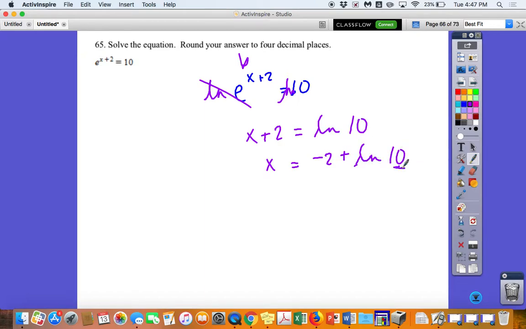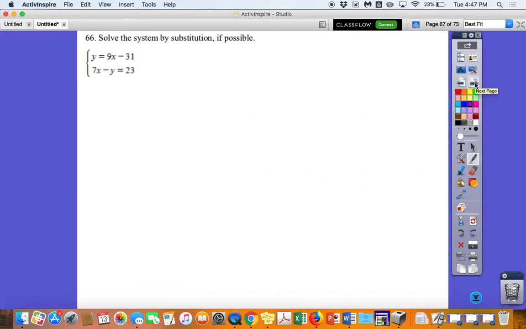You don't want to interact with these, so that's the reason I put it at the front on purpose. So it wants decimals though, so negative 2 plus ln of 10, 0.3026.